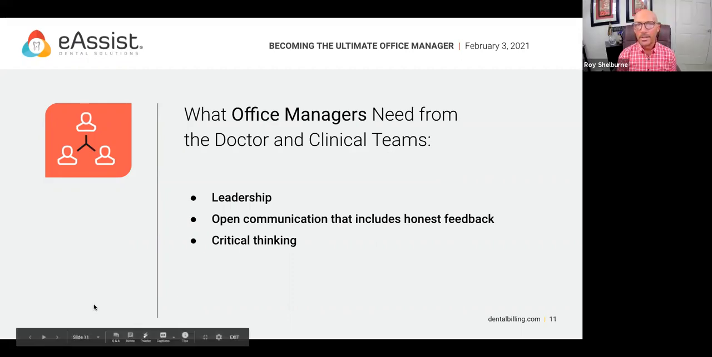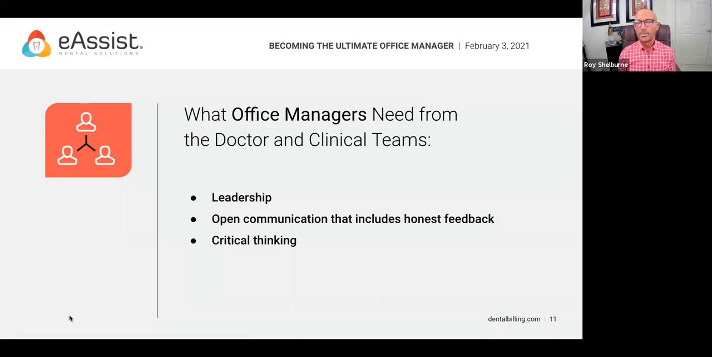And communicating those expectations, the vision and the mission statement to that office manager, is important from the doctor. Then the office manager needs to clarify to make sure that they understand where the doctor is envisioning that practice to go. And in some practices, office managers can be part of that decision. There's a partnership there between the office manager and the doctor.